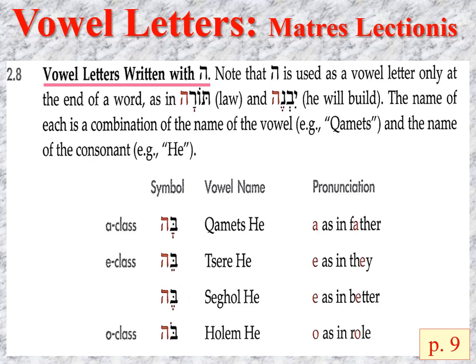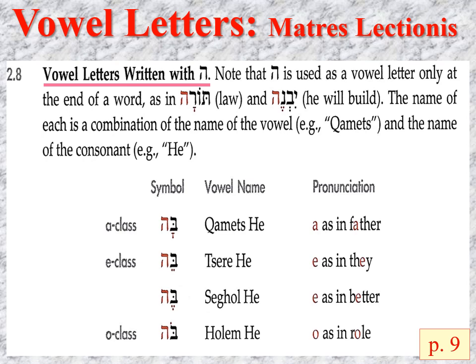Let's review the vowel letters. These are consonants that work with vowels and become a unit. And sometimes they're referred to as matres lectionis. That's from Latin, mothers of reading. And so you see it as a combined unit. So for example, in the A class, we have the qamets hey, there in the red font.